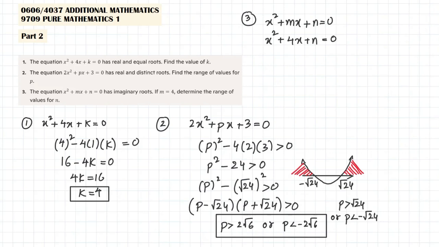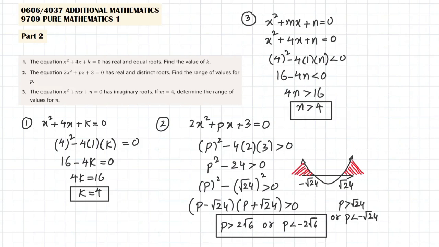Since the roots are imaginary, again, I need to solve this inequality. So b squared minus 4ac will be less than 0. This will be 16 minus 4n less than 0. Oh, good. This time it's not a quadratic inequality, it's just a linear inequality. So I can solve it like 4n greater than 16 and n will be greater than 4. So that is the range of values of n.